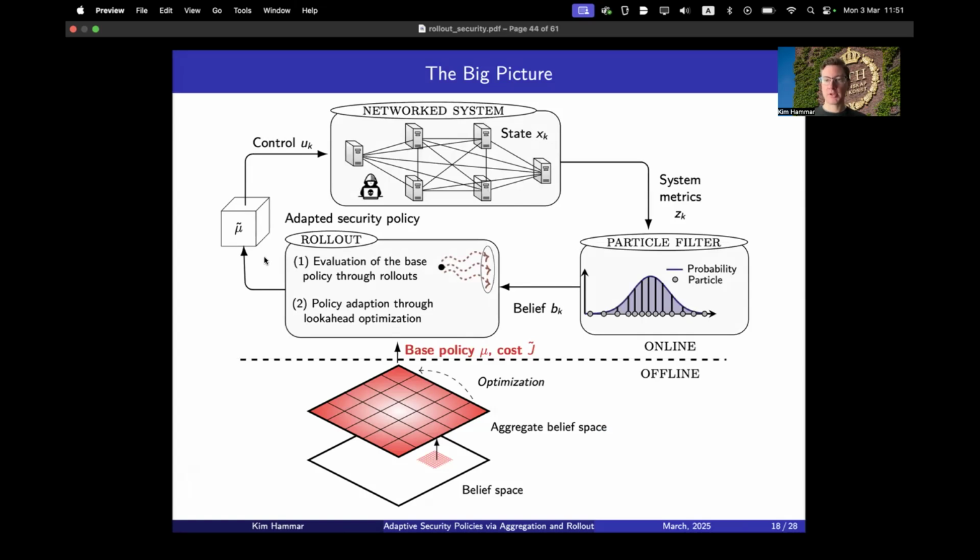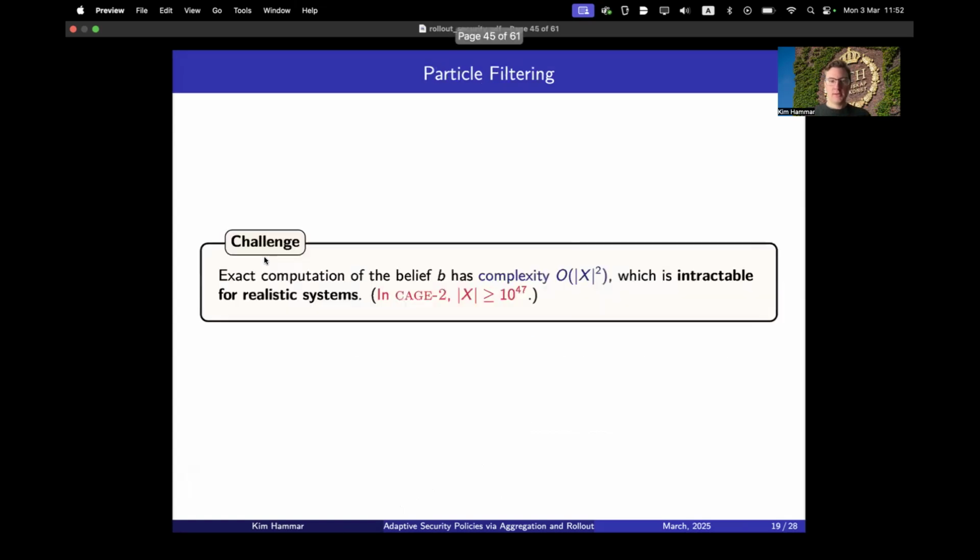And the way we do that, as I mentioned earlier, is via two steps. So first, we estimate a belief of the system state using a particle filter. And then we use that belief to adapt the base policy using rollout and lookahead optimization. Now, the reason why we use a particle filter is simply because this type of systems that we consider are so large that it is intractable to compute the exact belief.